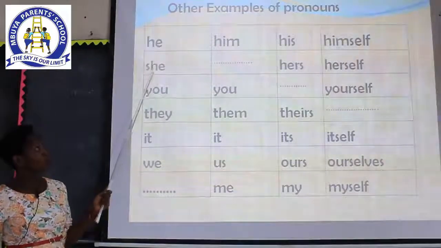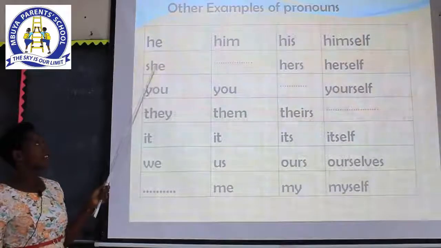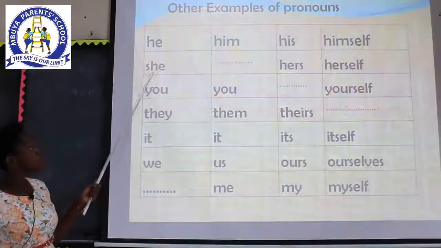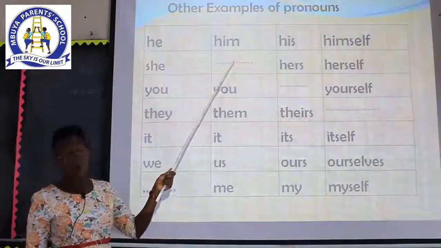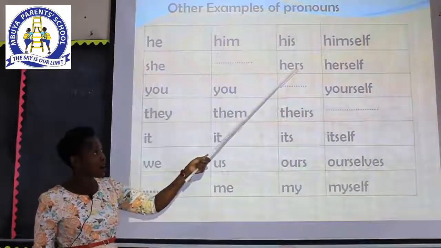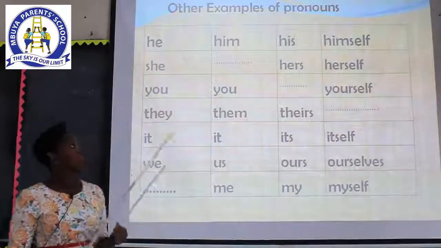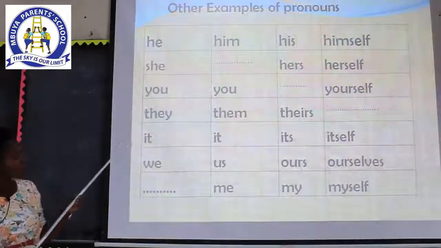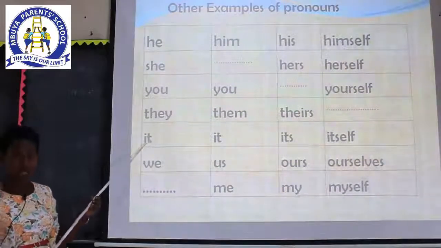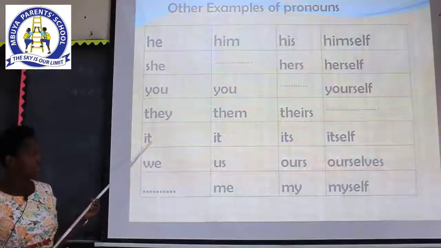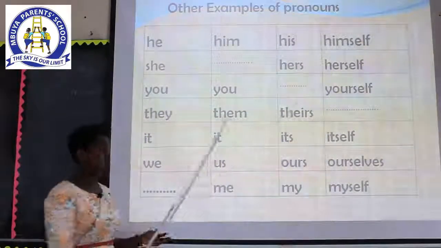So we have another pronoun, she. Everybody read she. From she we can get her, then hers, and here we have herself. In other pronouns we have it. We have already learned what it replaces. From it, we can get its and itself.